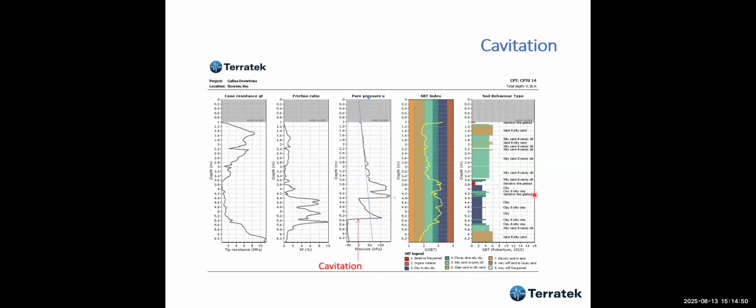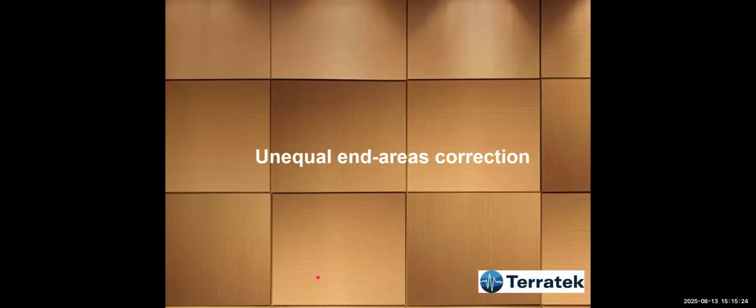Cavitation. Cavitation is when the cone is pushed through a very high strength material like dense sand. If you do that, you may generate negative pore pressure. And this is what happened. The saturation was not bad, but when we reached this level, there was a loss of saturation due to cavitation. And this is something which is very difficult to avoid. But you have to look at the data and see if there was cavitation or not.